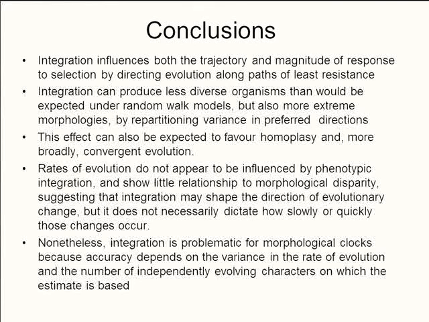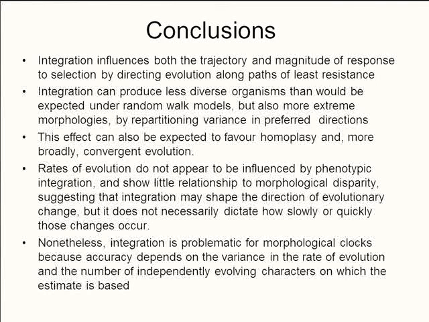Okay, so just to conclude then: integration influences both the trajectory and magnitude of response to selection by directing evolution along these paths of least resistance, and we can estimate this using things like principal component axes. On a large scale, this can create both less diverse organisms and more diverse organisms than we would expect under a random walk model. And I think this effect can be expected to produce homoplasia and convergent evolution more than we would expect randomly.